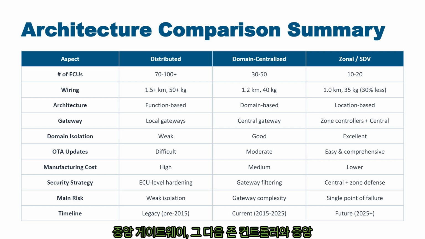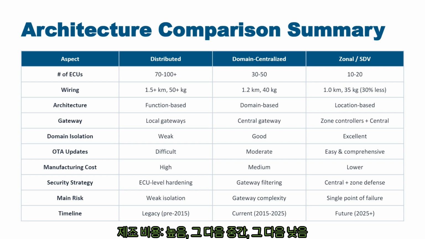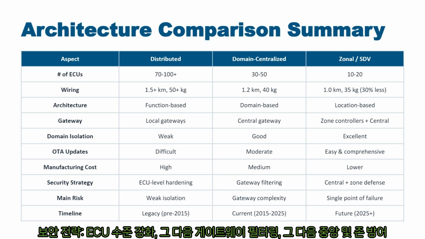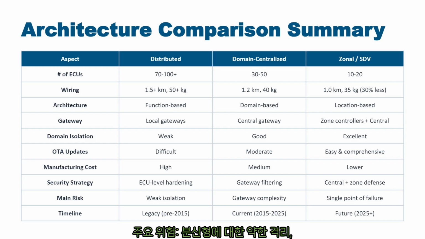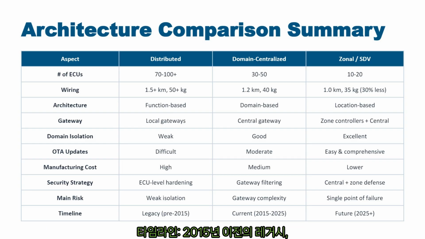Gateway: local gateways everywhere, then central gateway, then zone controllers plus central. Domain isolation: weak, then good, then excellent. OTA updates: difficult, then moderate, then easy and comprehensive. Manufacturing cost: high, then medium, then lower. Security strategy: ECU level hardening, then gateway filtering, then central plus zone defense. Main risk: weak isolation for distributed. Gateway complexity for domain. Single point of failure for zonal.